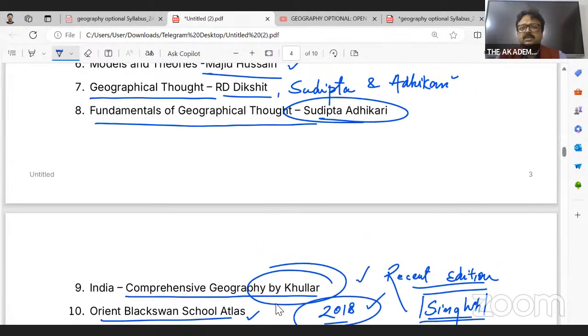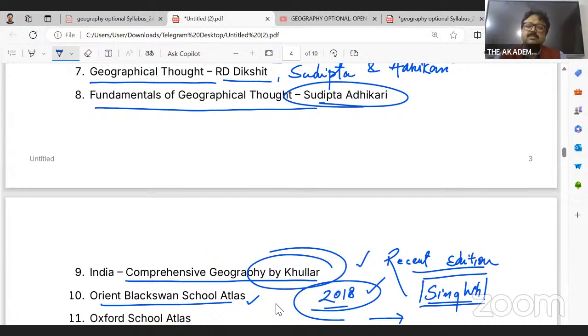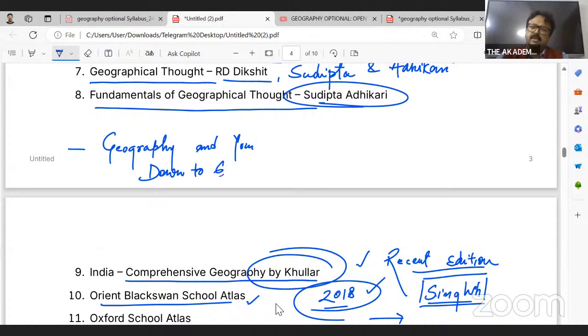Apart from it, some magazines will also be recommended, and I will do their work, but still there is Geography and You, a magazine, children, Geography and You, and there is another magazine, Down to Earth. Down to Earth, this is the magazine. It is very important. I will cover this and will give you the entire relevant topic.